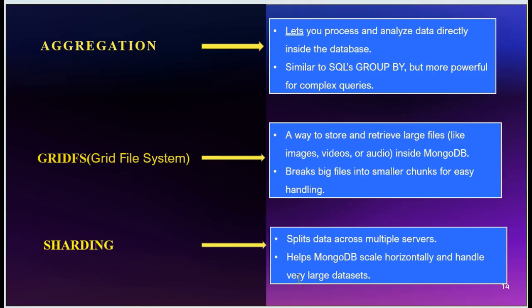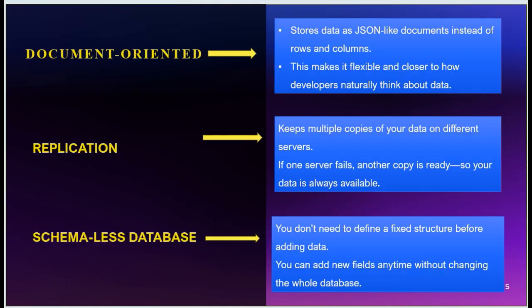So here one more is sharding. It splits data across multiple servers. It helps MongoDB handle large data, and it improves speed and performance. Each server stores part of the data. So it is useful for big applications and systems.